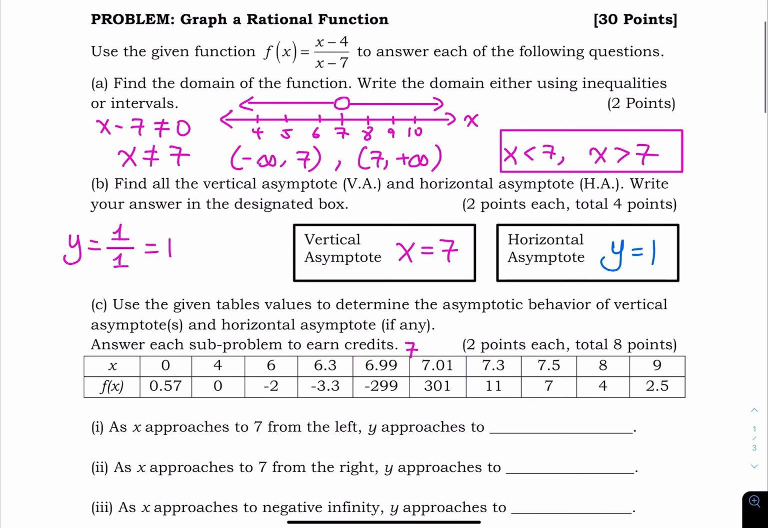As x approaches 7 from the left, so that means if I do 6.9999999, this will be negative infinity. So as a result, when x approaches 7 from the left, y approaches negative infinity, because this number is negative and very large. And then on the other side, as x approaches 7 from the right, this will be positive very large, which is positive infinity.